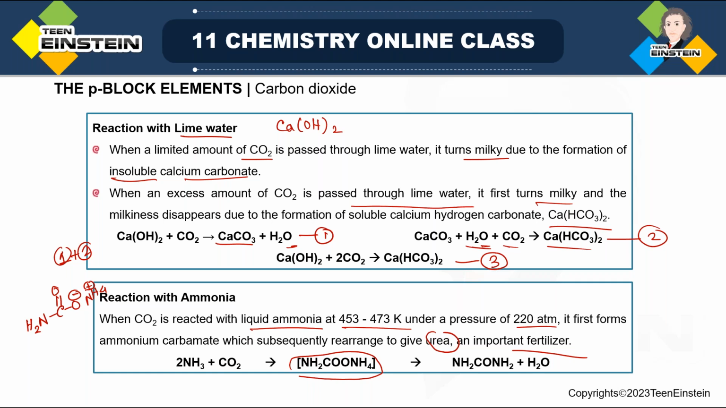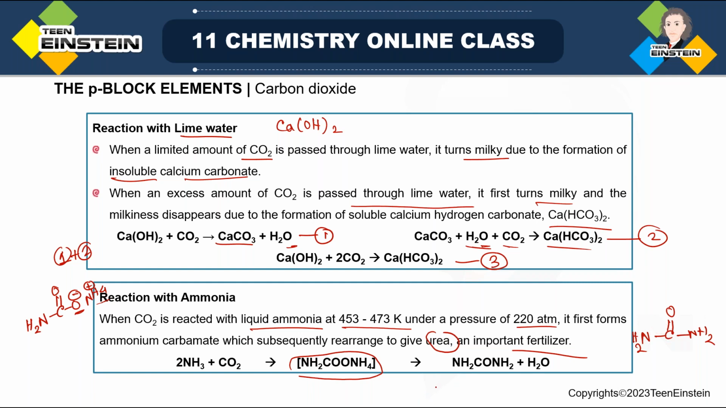Overall neutral. But subsequently this ammonium carbamate will not remain this way. There will be formation of NH2CONH2. So NH2CONH2 is a symmetrical structure like this. And a water molecule is removed, as if this oxygen and 2H removed, and you are getting NH2CONH2, which is urea, an important fertilizer.